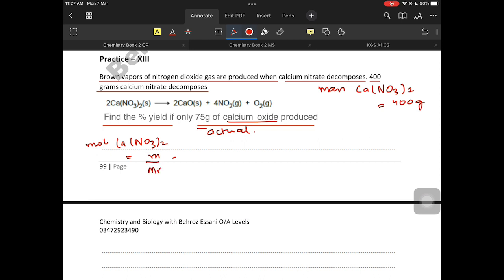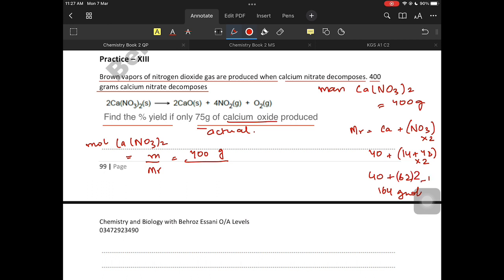So calcium nitrate moles is equal to mass divided by molecular mass. 400 grams is the mass. Molecular mass is going to be calcium plus 2 times the nitrate, which is 40 for calcium. Nitrogen is 14, 16 times 3, which is 48, times 2. It becomes 40 plus 62 times 2. Then it comes out to be 164 grams per mole, which is the molecular mass of calcium nitrate. When 400 grams is divided by this molecular mass, it turns out to be around 2.439 moles of calcium nitrate.